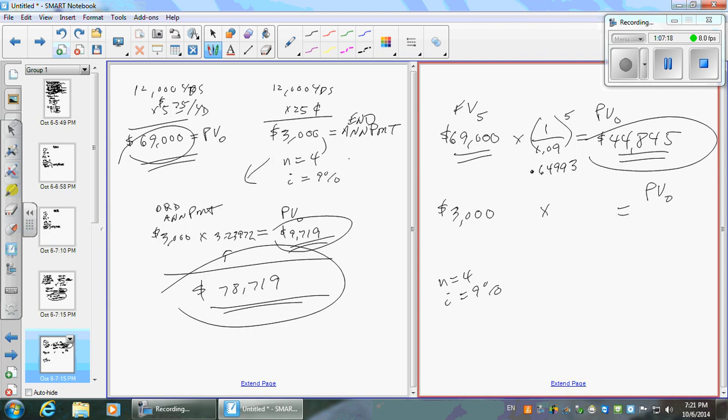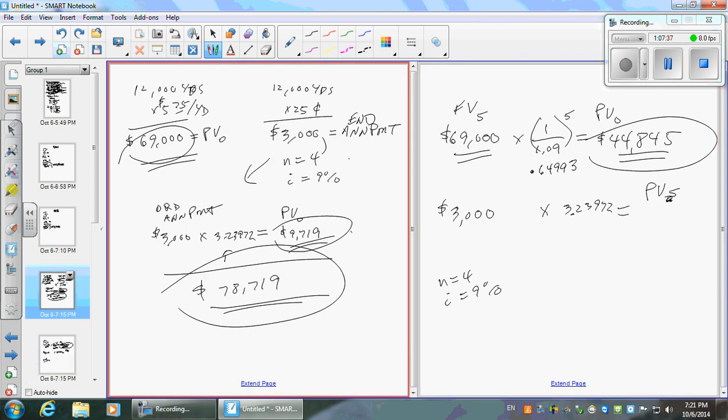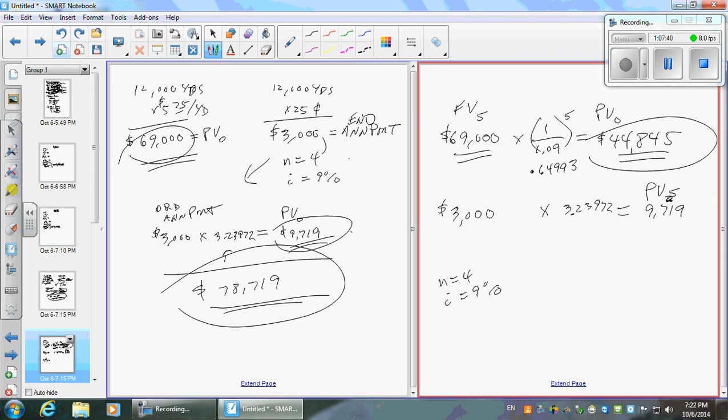Or I could just discount this exactly the way I did. Take it times 3,000 times 3.23972, and I would find out the present value 5 years from now. So now the present value 5 years from now is 9,719. That's easier because I already calculated it. Then what do I want to do with that puppy? Discount it for 5 years. Take it times the discount factor, 0.64993. So 9,719 times 0.64993, how much is that?